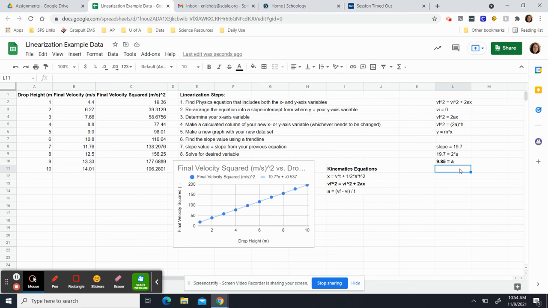So that's kind of an example of how I could use linearized data. Hopefully this helps. This is sort of a complicated process, but maybe seeing it another time can be helpful.